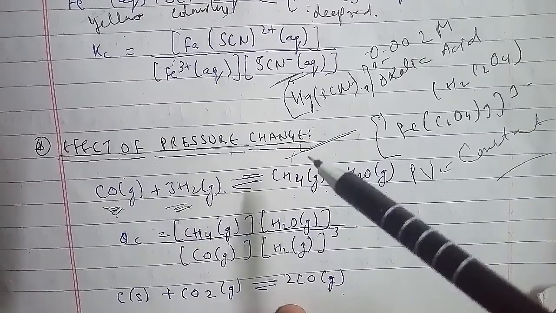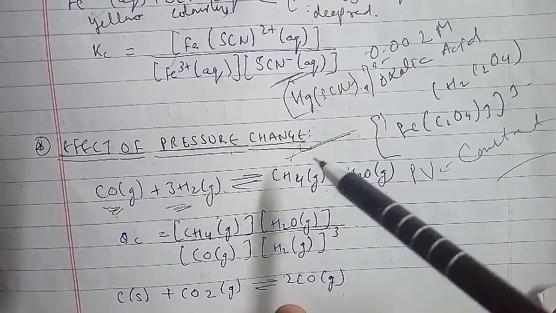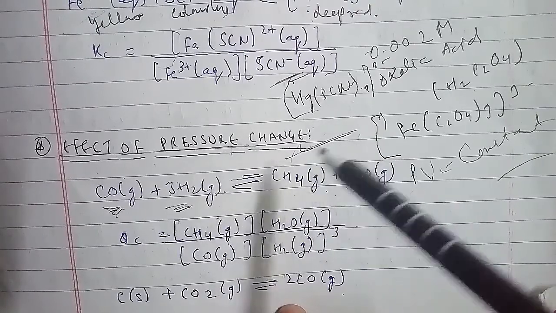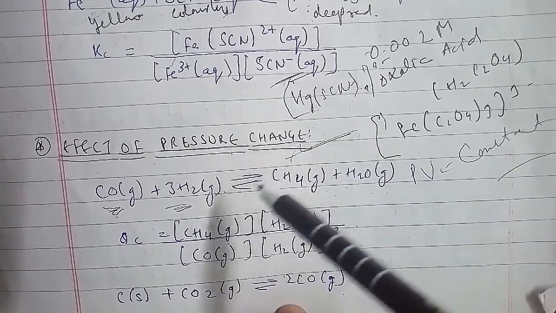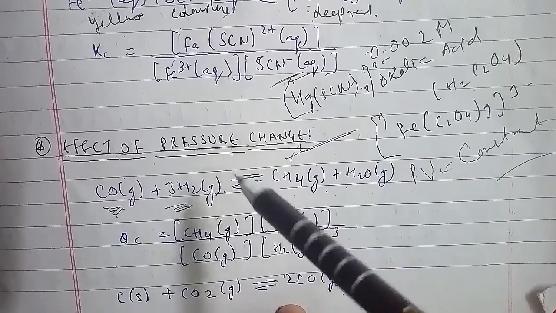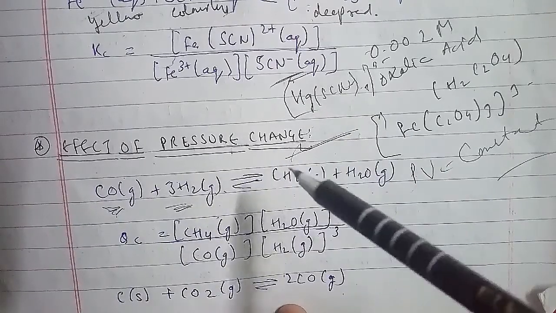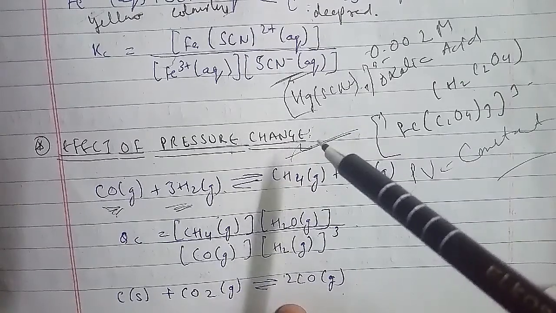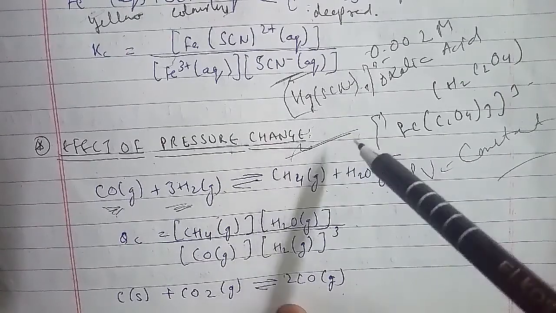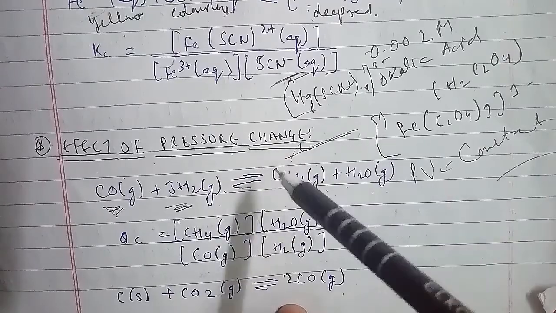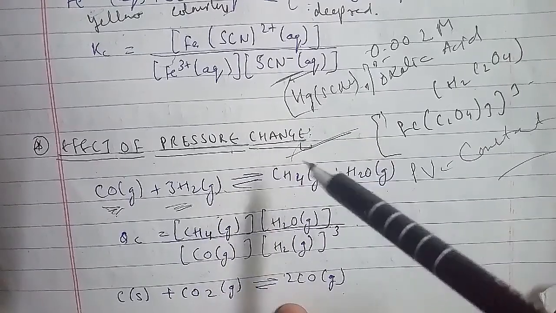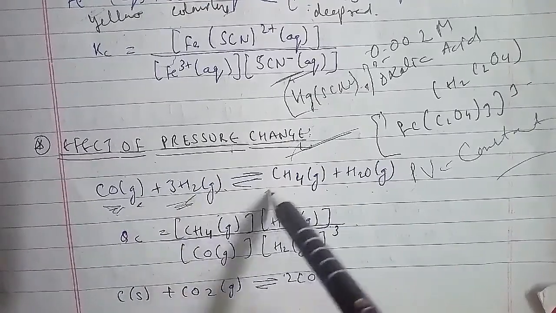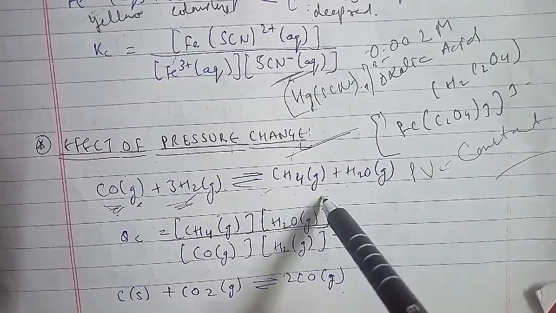So when the volume of the reaction mixture is halved, the partial pressures and the concentrations are doubled. So we obtain the reaction quotient by replacing each equilibrium concentration by double its value. So here Qc equals the concentrations of CH4 gas and H2O gas, over CO gas and H2 gas, the whole cubed. Here Qc is less than Kc, and so the reaction proceeds in the forward direction.